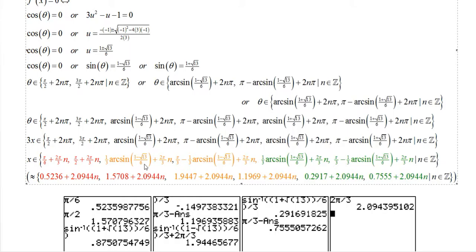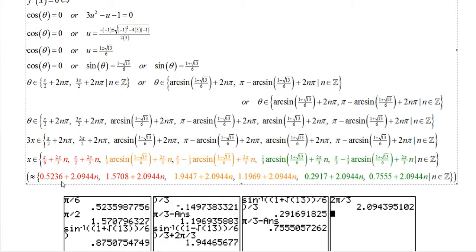But we can approximate these things. Pi over 6 is approximately 0.5236, and 2 pi over 3 is about 2.0944. And pi over 2 is about 1.5708. Arc sine of (1 minus the square root of 13) over 6, and then multiplied by 1/3 is about 1.9442, and so forth. So 1, 2, 3, 4, 5, 6 places within one period that give us the first derivative is equal to 0.